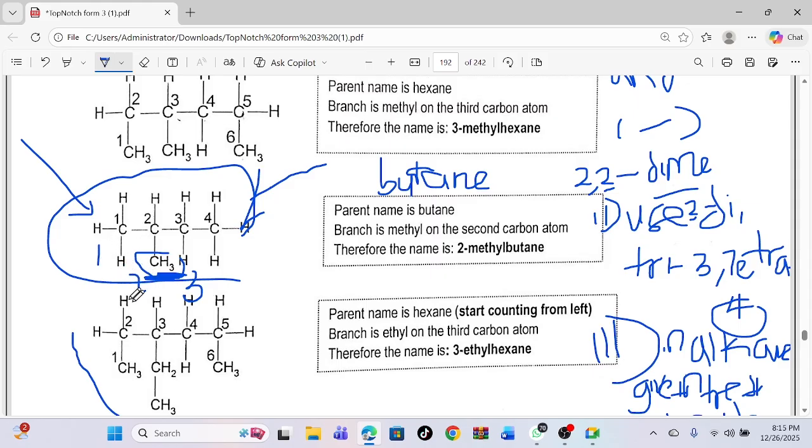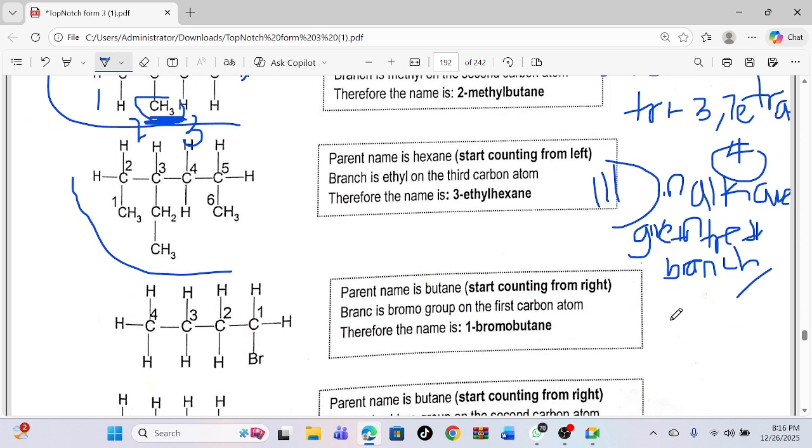So always we take the one that is nearer, and that only applies for alkanes. Why does it apply for alkanes? Because in alkanes we give priority to the branch. We say that in alkanes, give the lowest number to the branch.